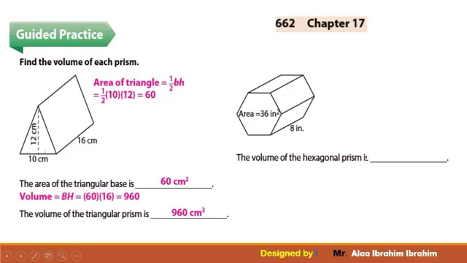I found the area of the base, then I multiply by the height. So again, the area of my base is 36 and my height is 8, so I just multiply together. The volume, B times H, means 36 times 8, which is 288 inches cubed.